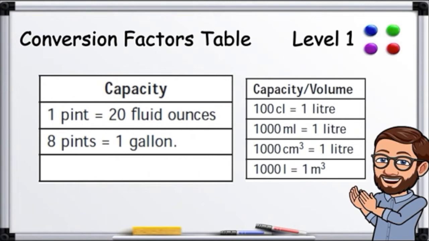With units of measure, there are two main systems, metric and imperial. Now in capacity, the imperial units of measure would be pints and fluid ounces and gallons. So 1 pint equals 20 fluid ounces. 8 pints equals a gallon. Within the metric system, we have 100 centilitres equals a litre. 1,000 millilitres equals a litre. 1,000 cubic centimetres equals a litre. And 1,000 litres equals 1 cubic metre.